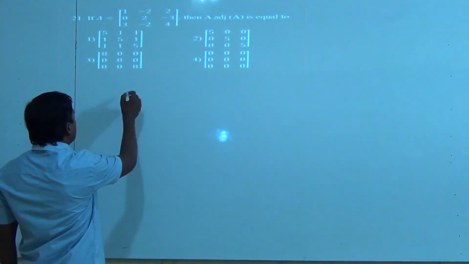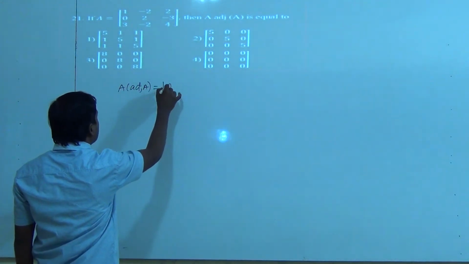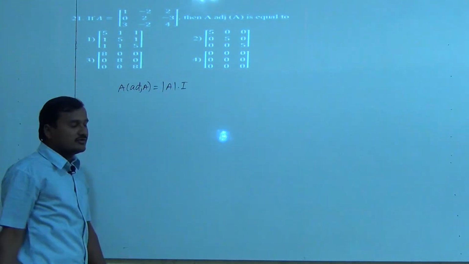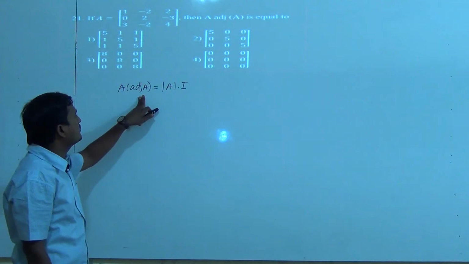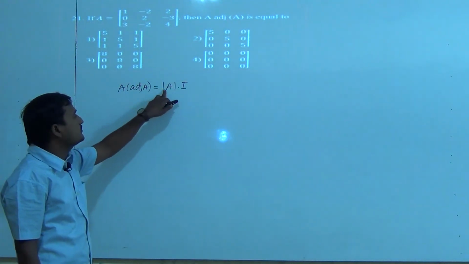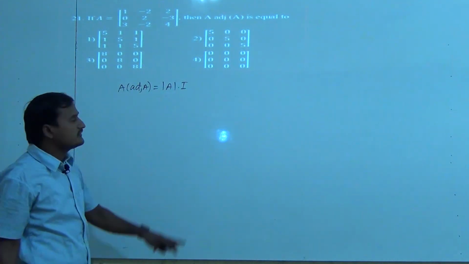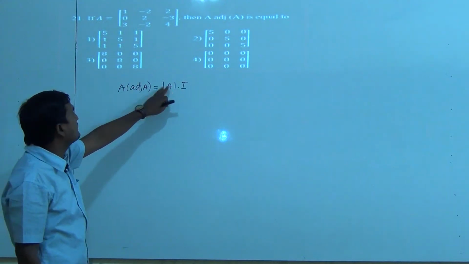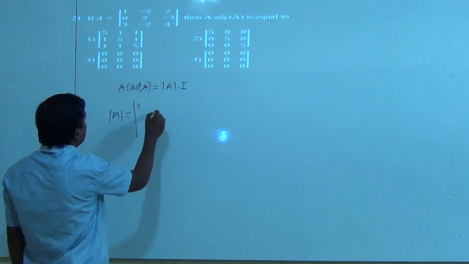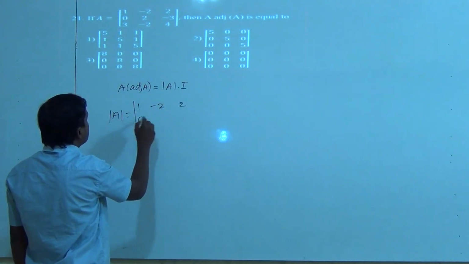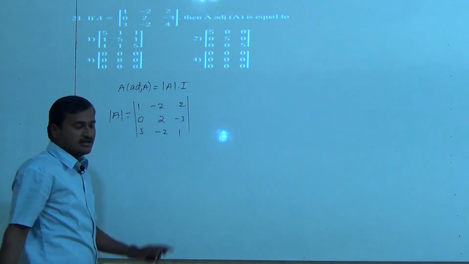We know that A into adjoint of A is equal to determinant of A into I. It is a standard result: A into adjoint of A is equal to adjoint of A into A is equal to determinant of A into I. Now we should find A into adjoint of A. First I should find the determinant of A, which is 1 minus 2 2, 0 2 minus 3 3 minus 2 1. Now I should find the determinant.